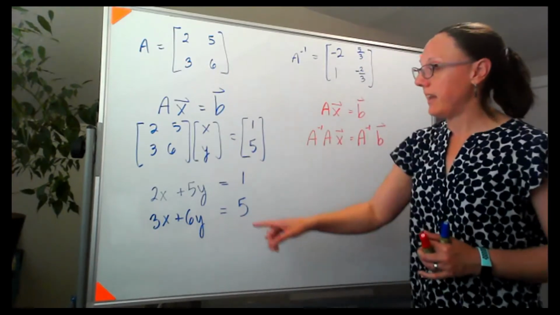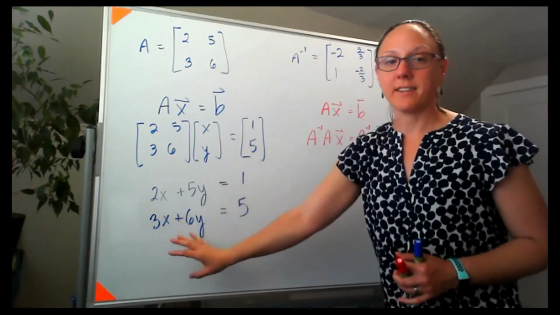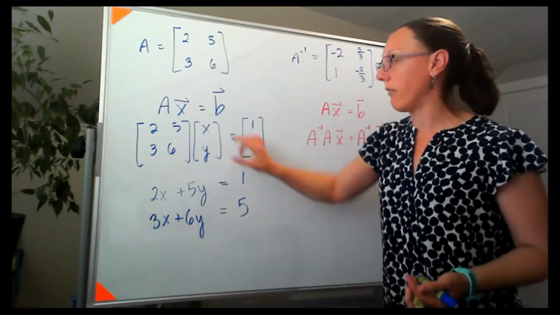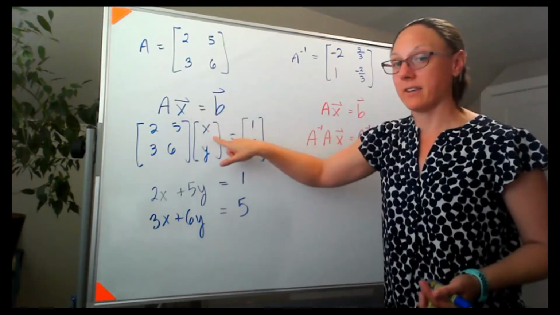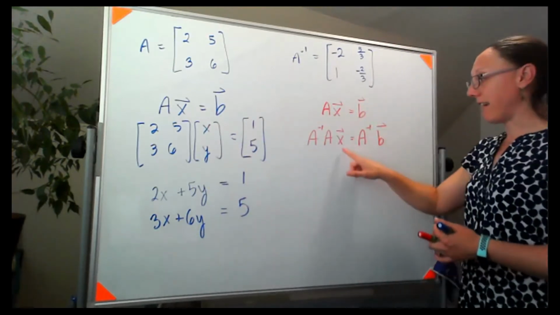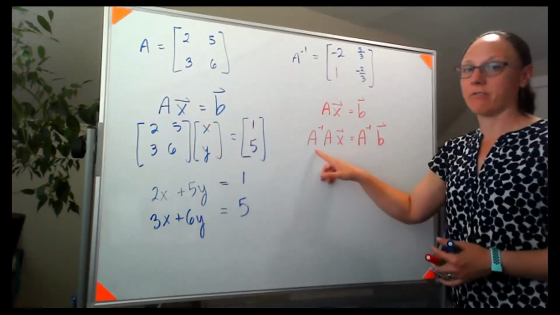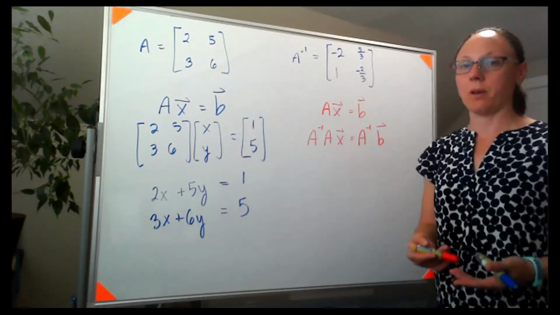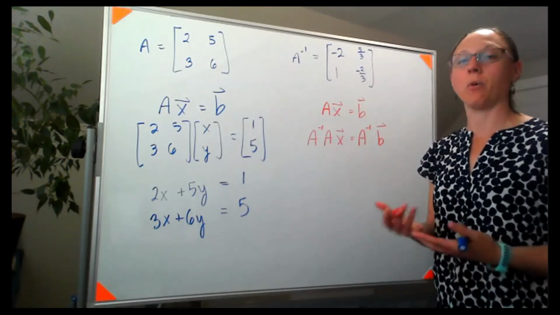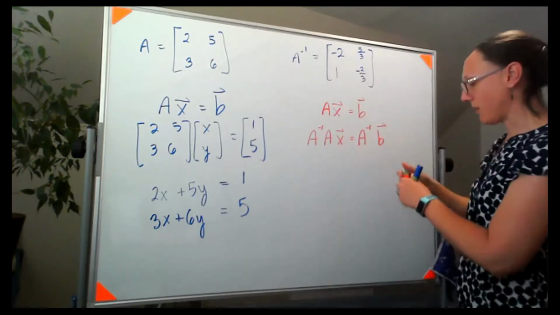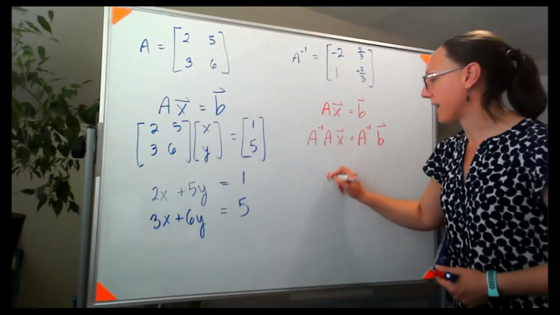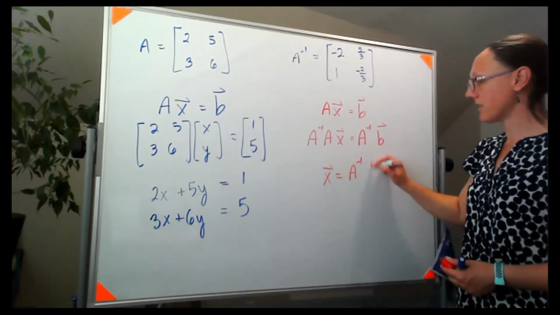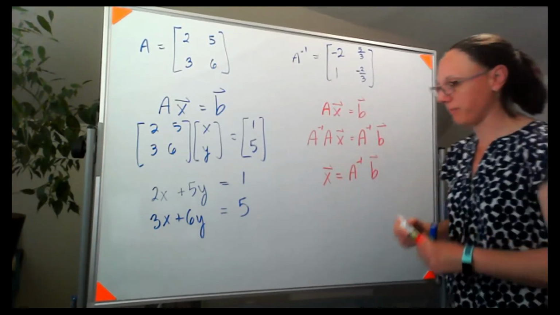Here, solving this system would mean finding X and Y values or finding the vector X. Well, we're going to get that vector X over here because A inverse times A is the identity matrix, and multiplying by the identity matrix is like multiplying by 1. So this simplifies to say our x vector is equal to A inverse times that B vector.